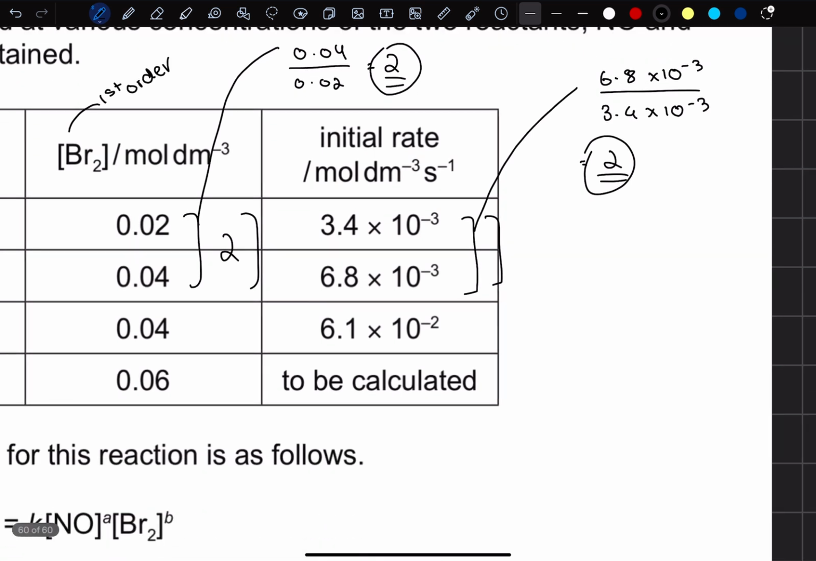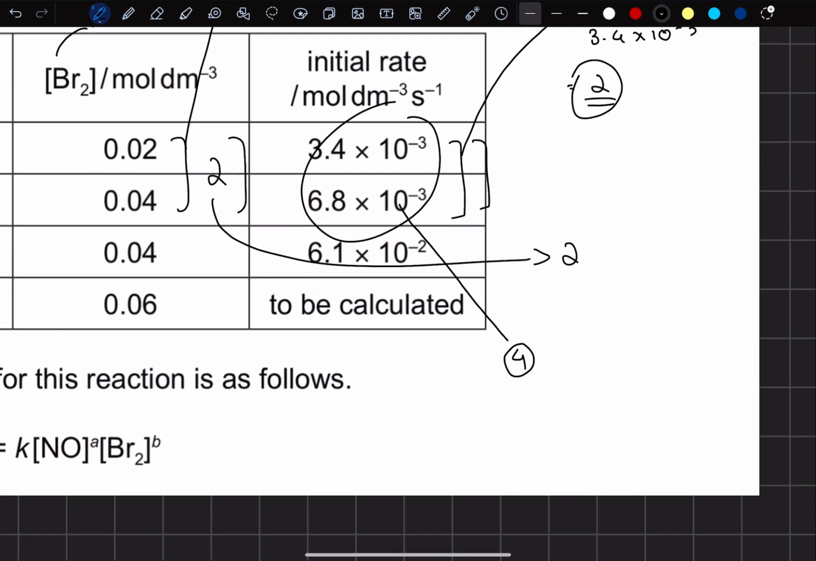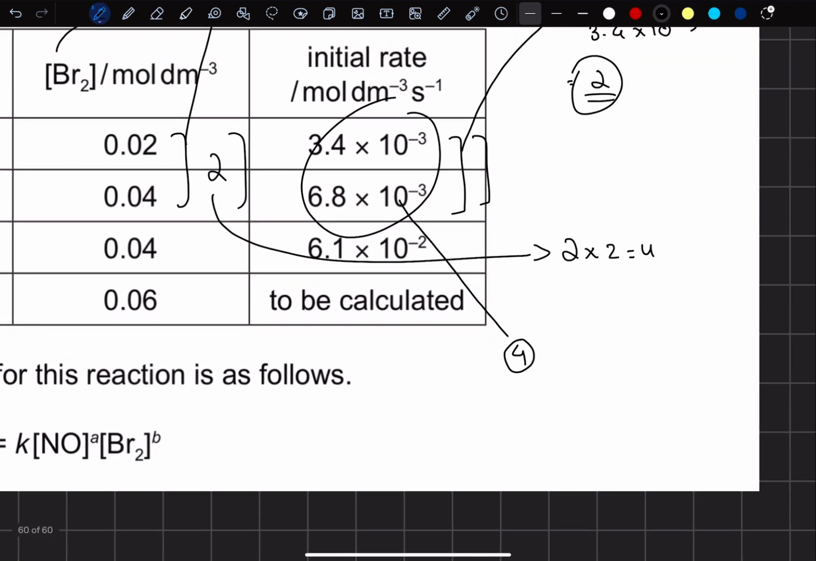Now how do I know that? So I found out this was 2, right? Now if the initial rate had increased by a factor of 4, then, if you notice really carefully, 2 times 2 is 4. That would have meant that Br2 is second order. But in this case, bromine is first order. So because it's first order, it increases the initial rate by the same factor as well.